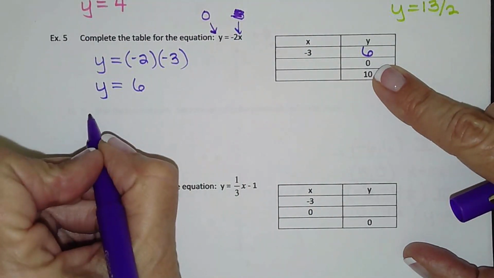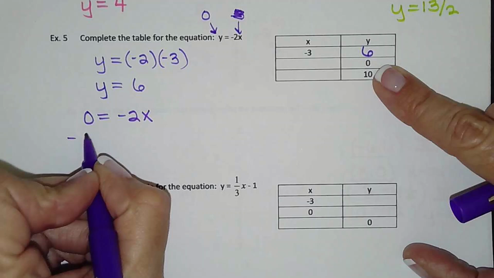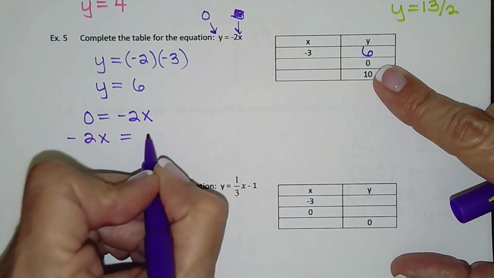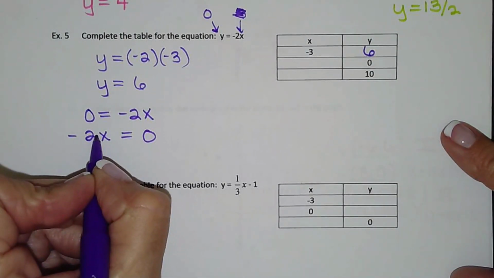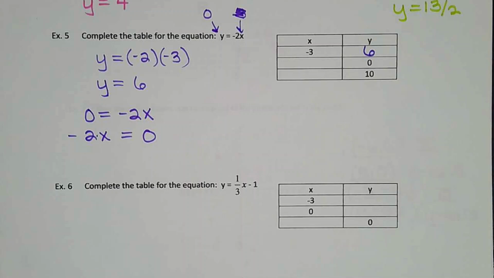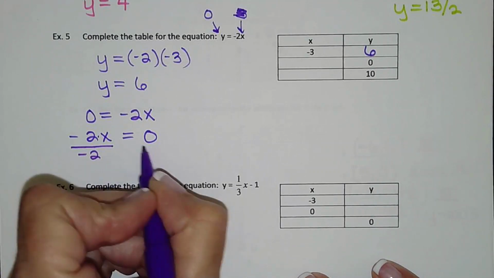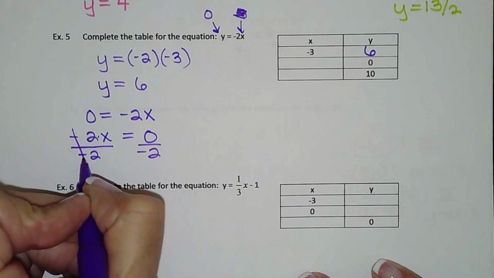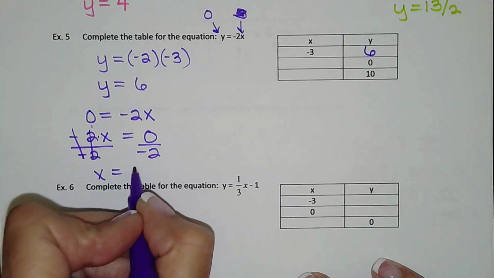On the next one, y is 0. So we get 0 equals -2x. So the first thing I do is turn it around, because the letter I'm solving for, I always want on the left. And then I solve just like normal. For some reason, students freak out when they see 0. You work 0 just like you do any other number. Just solve the equation, write the answer. The opposite of times -2 is divide by -2. And we get x equals 0 divided by anything is 0.